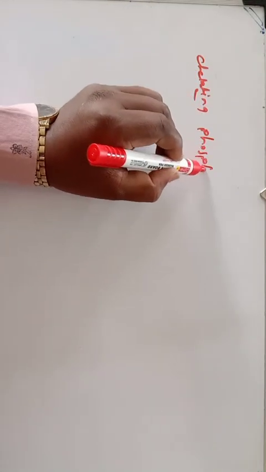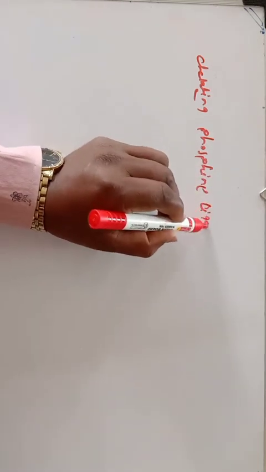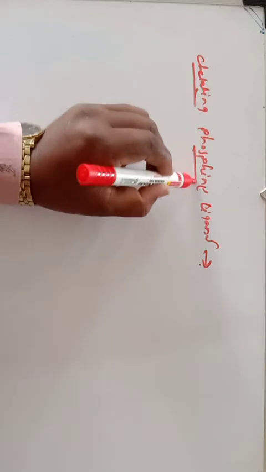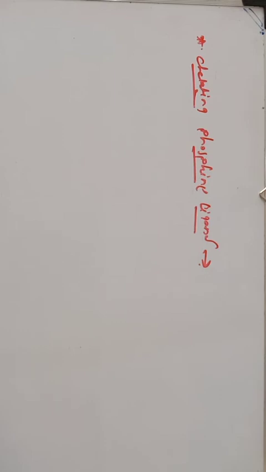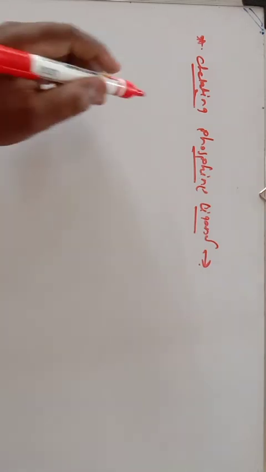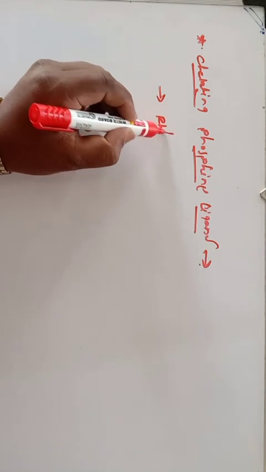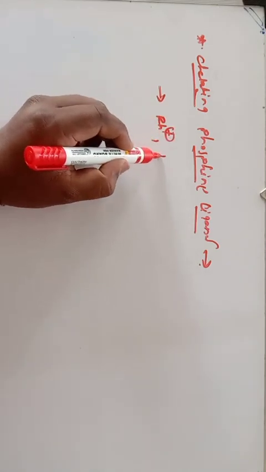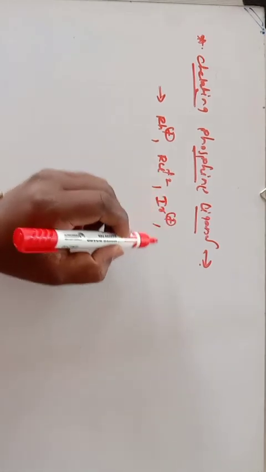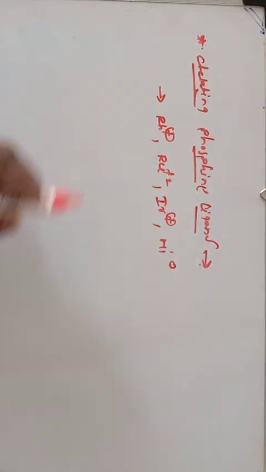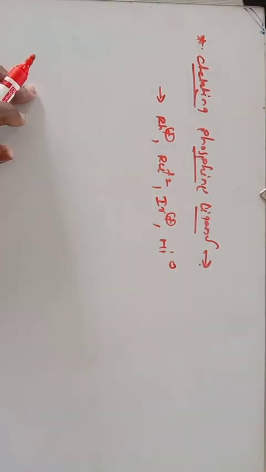Chelating phosphine ligand. We are very much familiar with this phosphine ligand. If you consider, this ligand interacts with metal ions present in a low oxidation state, such as rhodium plus 1, ruthenium plus 2, iridium plus 1, and then nickel in zero oxidation state. So these chelating phosphine ligands interact with these metal ions.